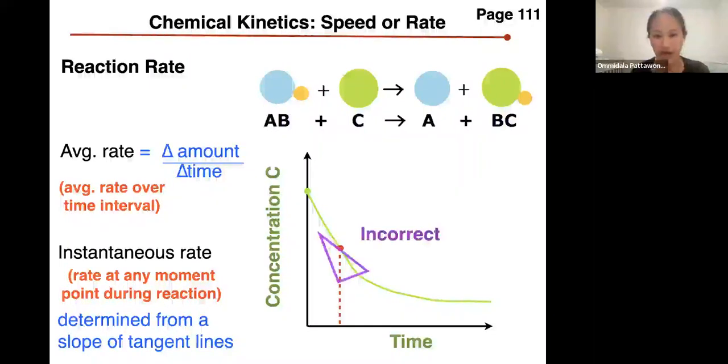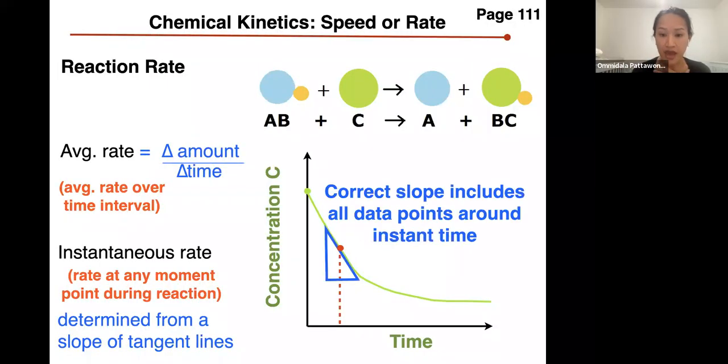How do you do that? Make sure when you draw a tangent line, in this case right here, if you draw it like this, this tangent line doesn't include all the data. If you look at this, it is out of the data range. So if you draw the tangent line like this, it is incorrect. When you draw a tangent line, make sure the tangent line includes the majority of the points around the instantaneous time.